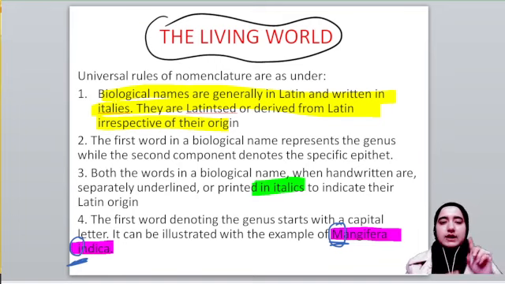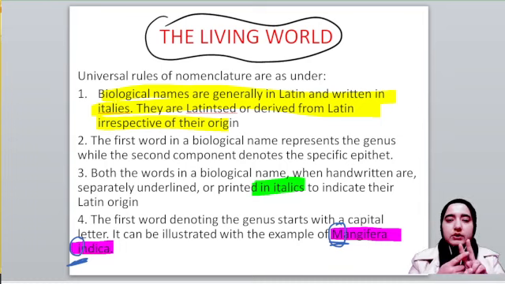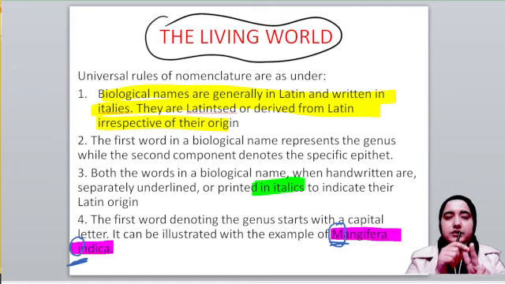The second point is that the first word in a biological name represents the genus. In a biological name we have two words. The first one is the genus and the other one is the specific epithet, that of the species. So whenever we write a biological name, we will have two words. The first word will denote the genus and the other one will denote the species.